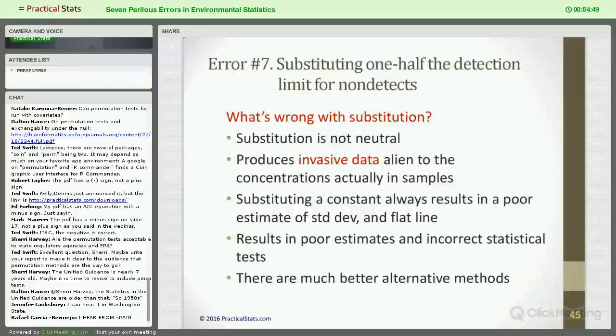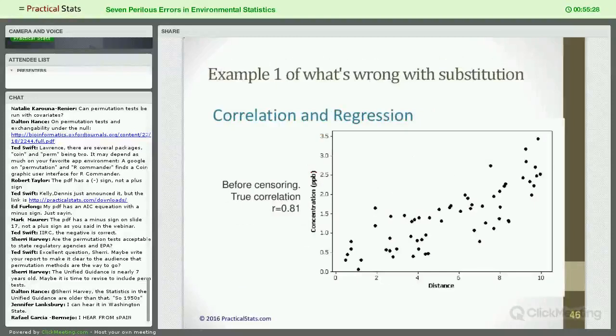Why? Because you're putting in a signal that's not there in the data, and that signal is not neutral. It produces invasive data that's alien to your natural ecosystem of data. And what it's putting in is a pattern of what the detection limits were in the laboratory or laboratories. And those often change. They change for structural reasons. Most of those reasons, they're not good when you plug that same pattern into your data set, because what you'll often find is differences in groups or changes over time that reflect the change in the lab, not anything to do with what's in the field. And there are better alternate methods.